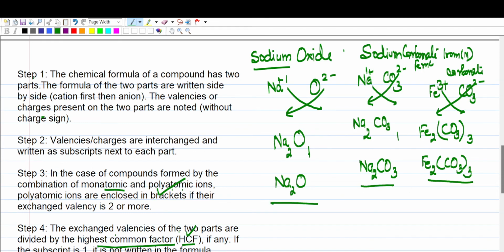Now, have you understood why we write just CaCO3 but for sodium we write Na2CO3? What you need to do is practice. Practice by writing cations and anions and writing the formulas. You will start enjoying chemistry.